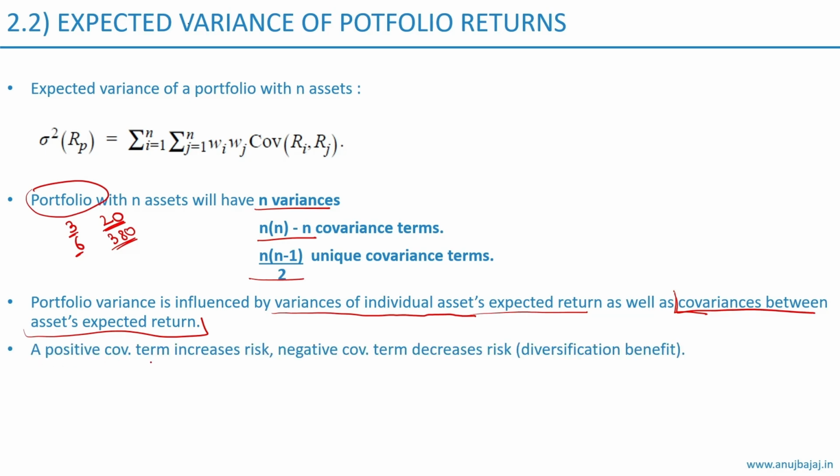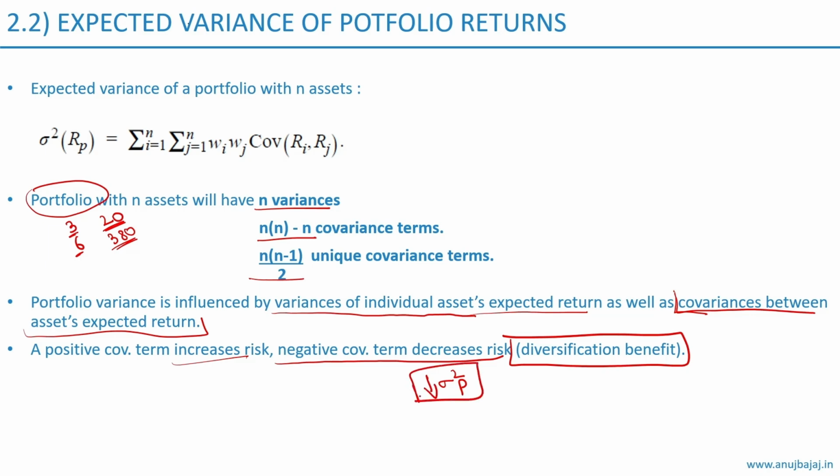And a positive covariance term increases the risk, that is, increases the variance of a portfolio, whereas a negative covariance term decreases the risk, that is, decreases the variance of the portfolio. And this is referred to as the diversification benefit, that is, the decrease in variance of the portfolio due to covariance is referred to as diversification benefit.